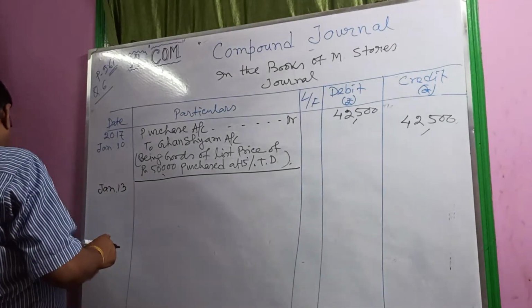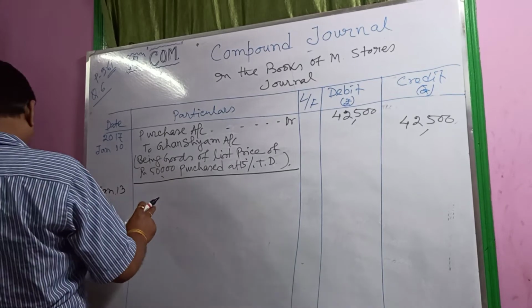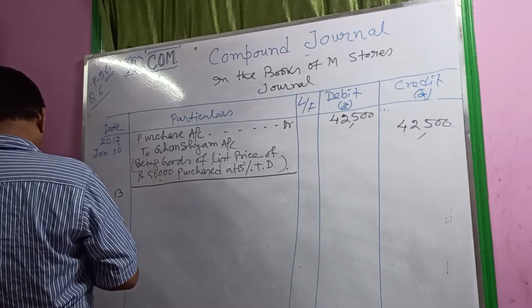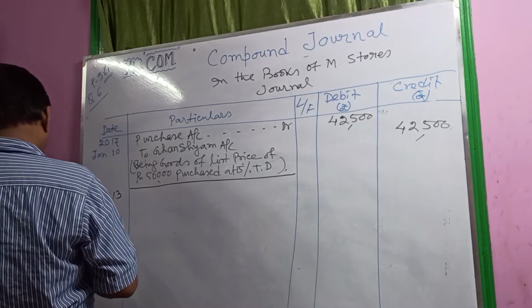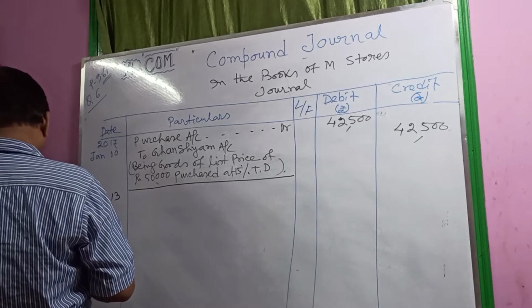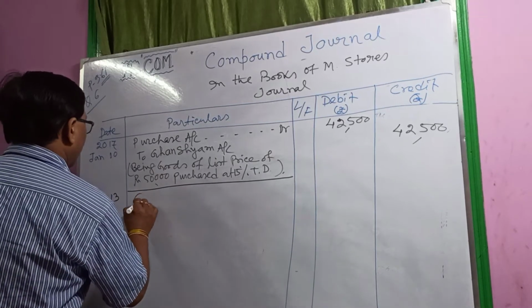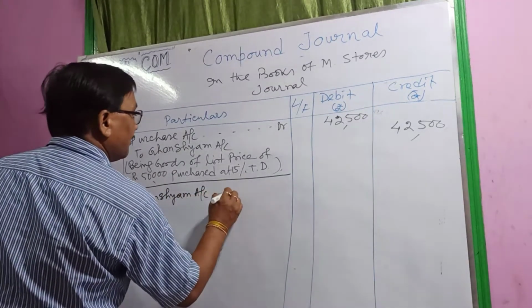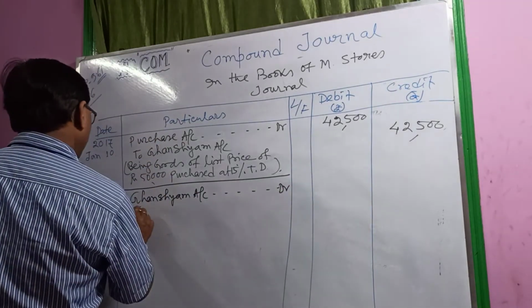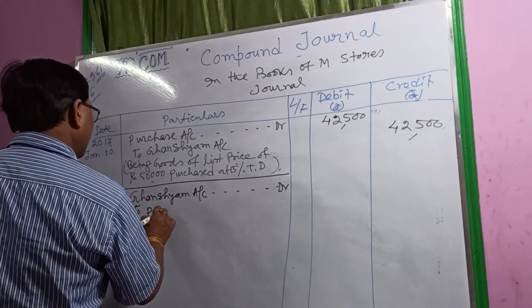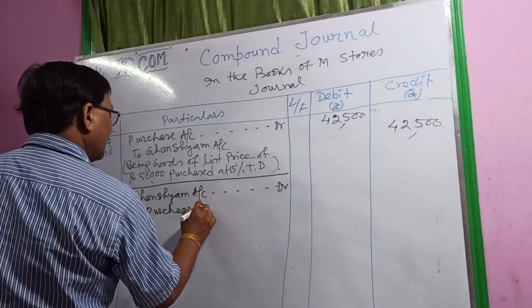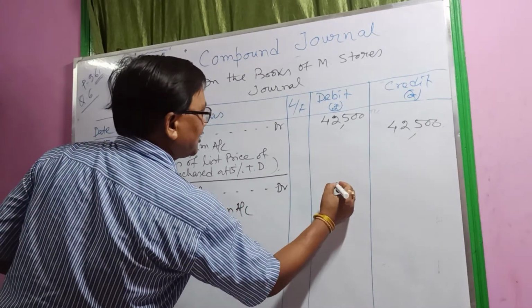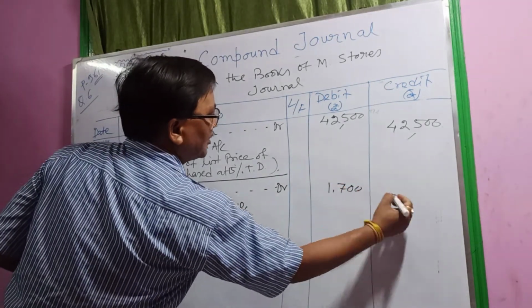But in this case, goods returned to Ghanshyam of the list price of rupees 2,000. But again, a discount is also given, 15%. The 15% of rupees 2,000, that means 300. Then journal entry: Ghanshyam account debit to purchase return account, 2,000 minus 300, that is 1,700.